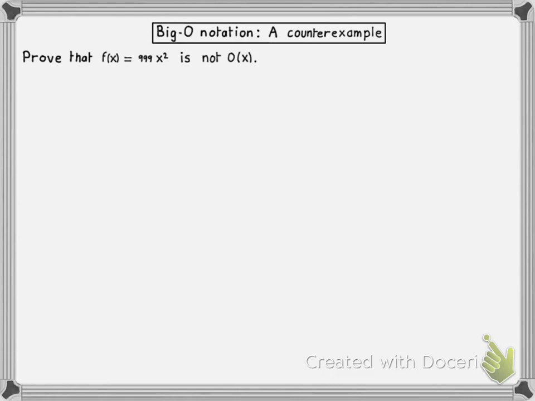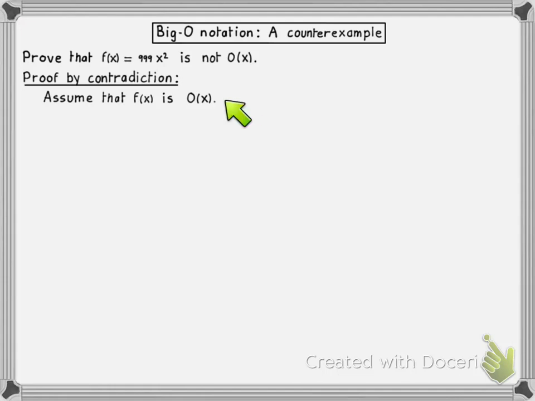Let's prove this theorem. In particular, we're going to use a proof technique we talked about and you should be familiar with, the proof by contradiction. Remember, with this proof technique, we're going to assume the negation of what we're trying to prove. So the negation of this statement is that f of x is big O of x. So let's assume that. And to conclude the proof now, we must be able to infer a contradiction from this assumption alone.